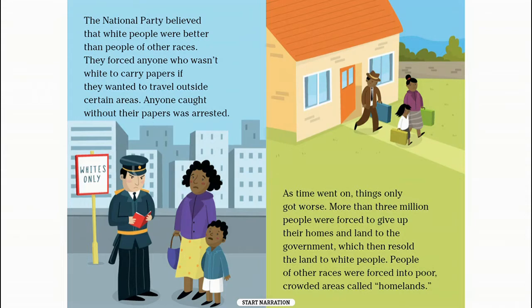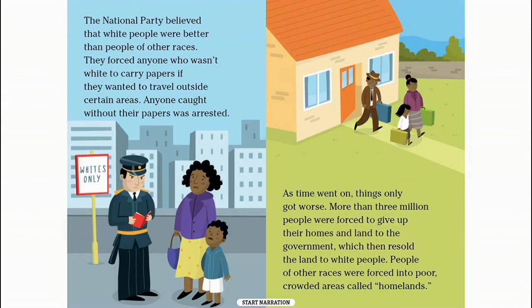As time went on, things only got worse in South Africa. 3 million people were forced to give up their homes and their land to the government. The government kicked them out of their homes. Can you imagine being in your house and someone tells you you have to leave just because of the way you look?